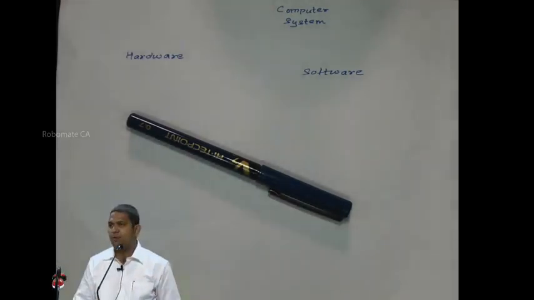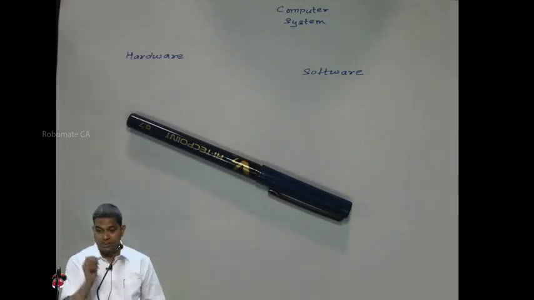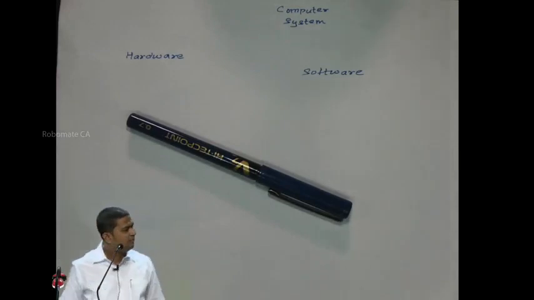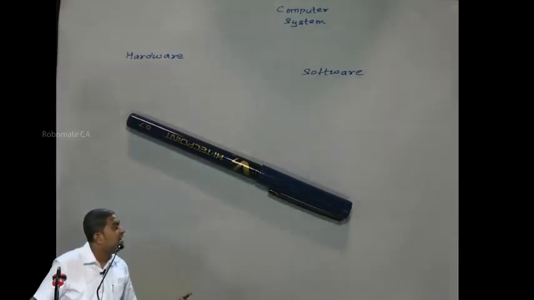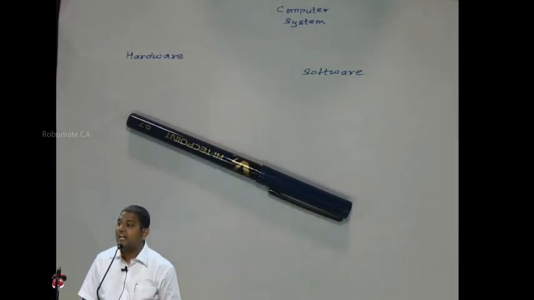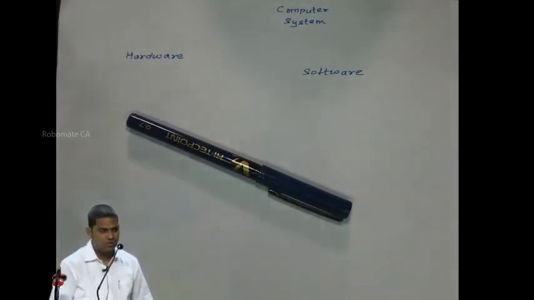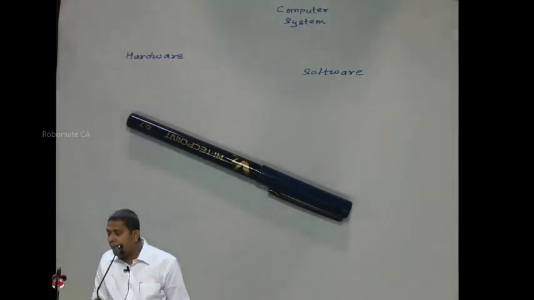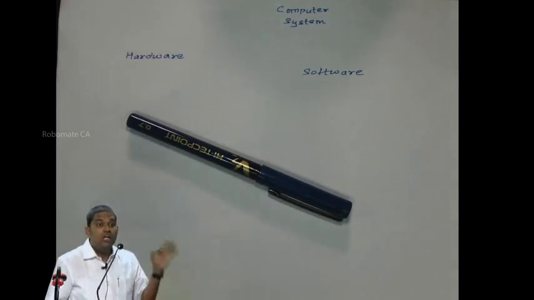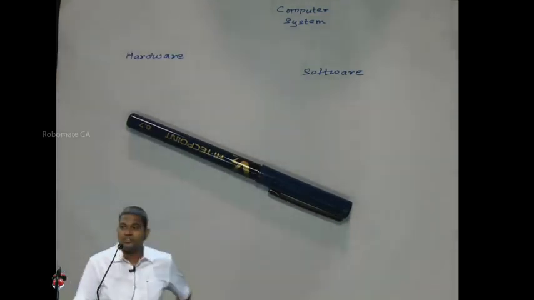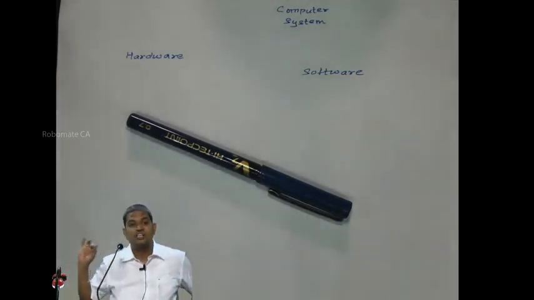So the next component under computers is software. What is software? Perfectly intangible. And software is a collection of programs. What is a software? It's a collection of programs. Then what is a program? A program is a logical collection of commands.